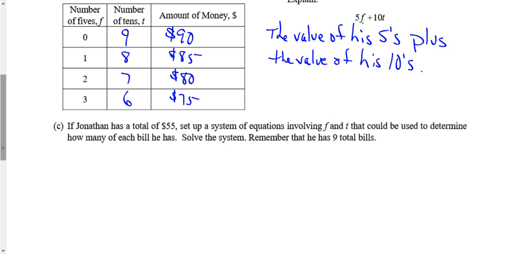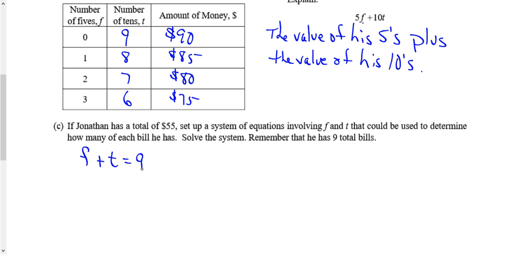So we'll have 2 equations. F is the number of 5s, T is the number of 10s. So give me an equation for the total number of bills, not the value, just the total number of bills in his wallet. Give me an equation. F plus T is 9. F, the number of fives, plus T, the number of tens, equals 9. Right?